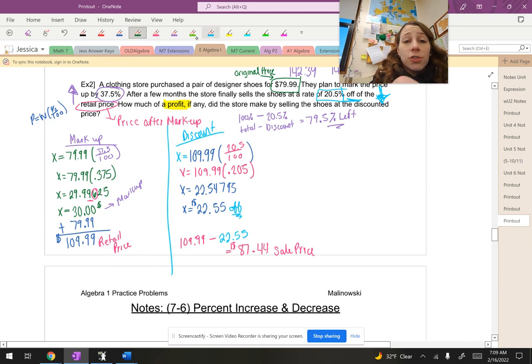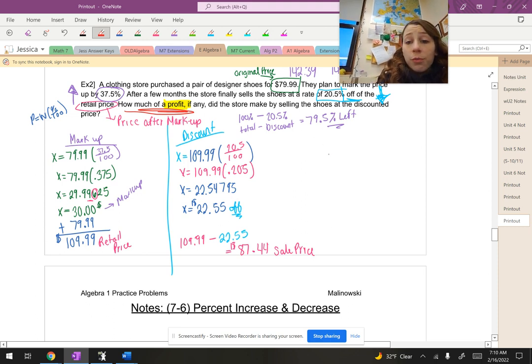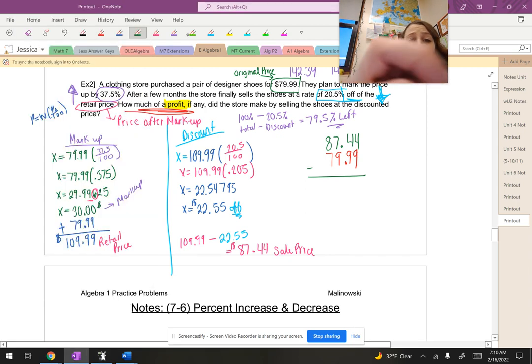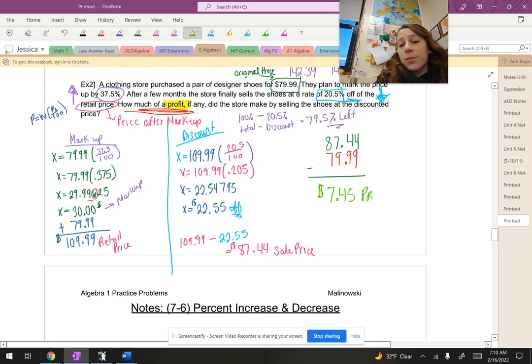And last but not least, to finish this really long multi-step problem, answering the question of how much of a profit did they make. They originally purchased the shoes for $79.99, and they sold them for more. They sold them for $87.44. So that definitely is going to give them a profit. We'll subtract to find that profit. 87.44 minus 79.99 is going to be $7.45 profit. Boom.